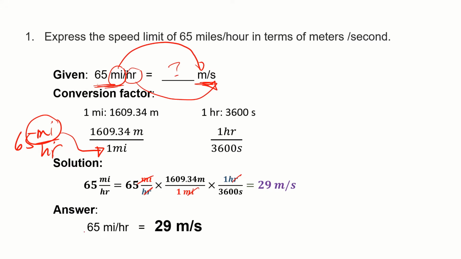So take note also of the significant figures, number of significant figures. So original, meron tayong 2 significant figures. Then, doon sa converted value natin, dapat 2 significant figures din.